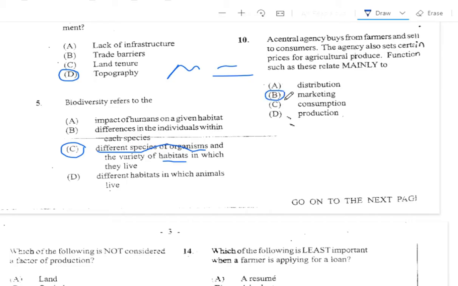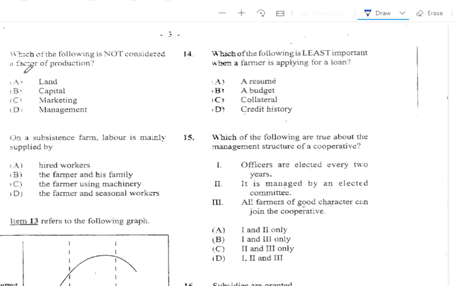So this is all the activities involved in getting your products sold. So that's marketing. Question number 11. Which of the following is not considered a factor of production? A. Land, B. Capital, C. Marketing, D. Management. The answer is C.